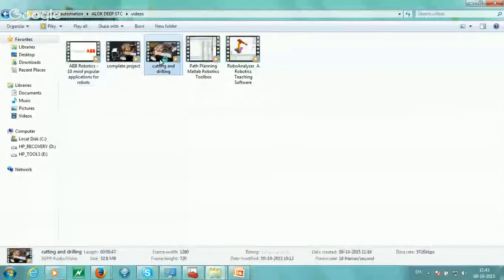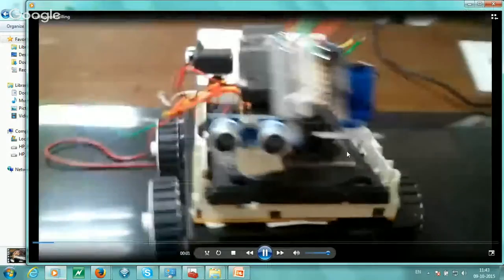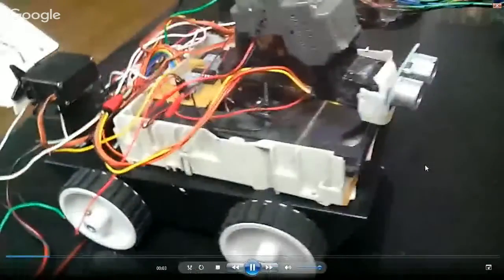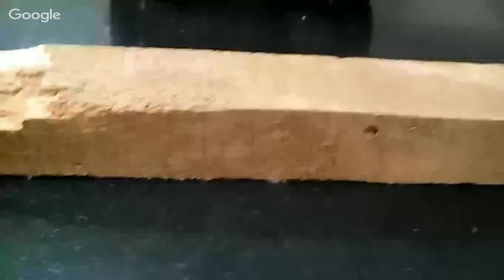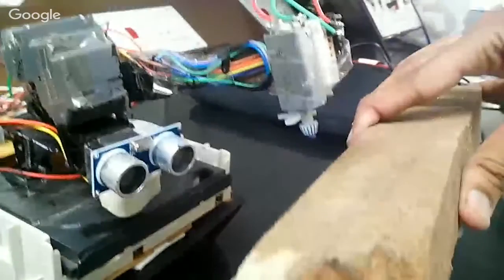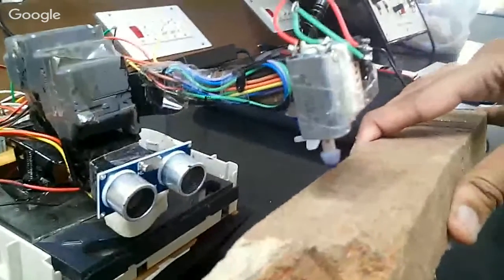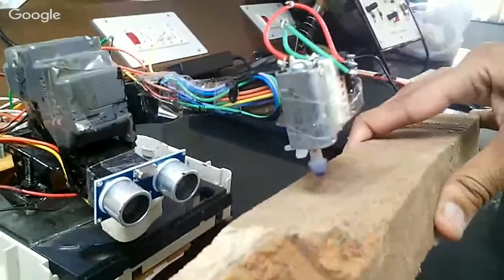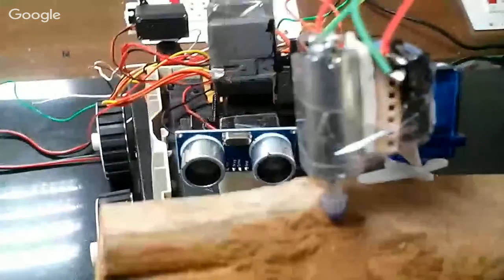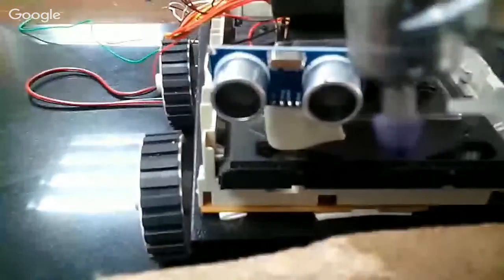The cutting and drilling application. As you see, this is the wood. When we place the wood near the driller, it starts here. I coded in the program a 5 centimeter distance from the object, then it will start. We can change this coding or the distance.